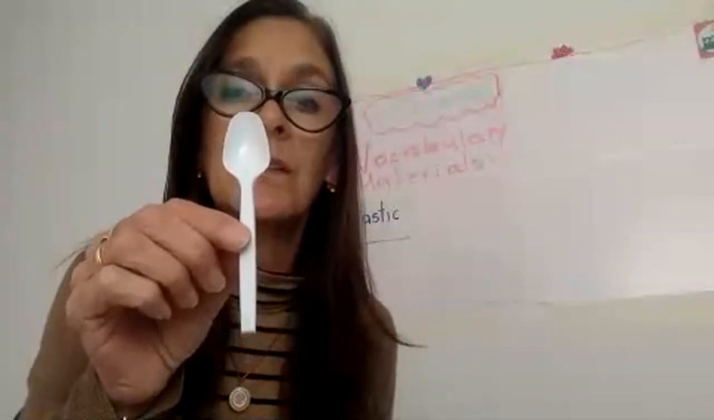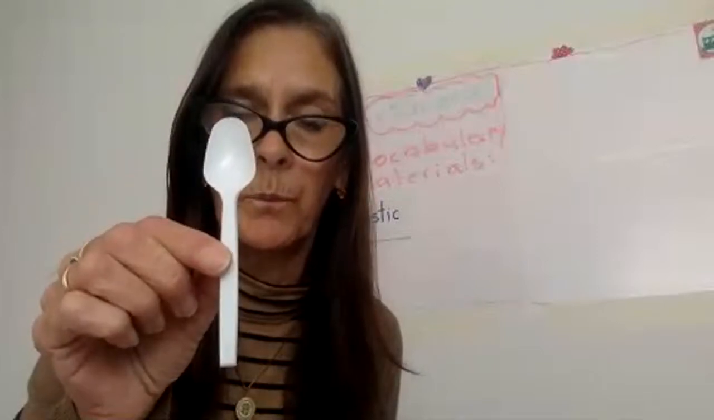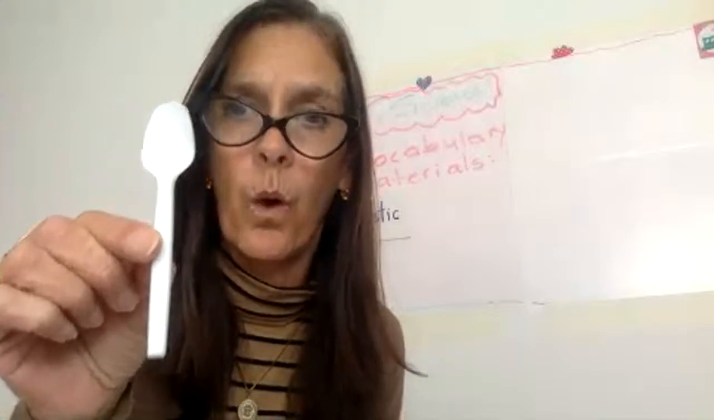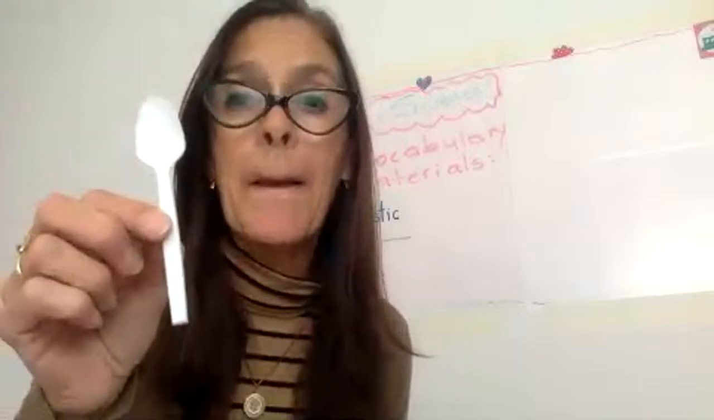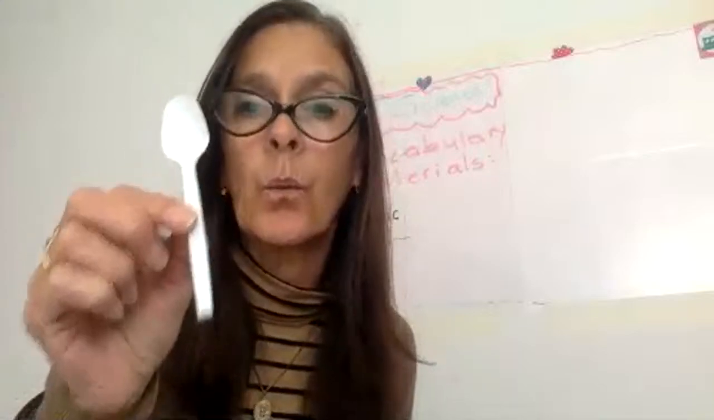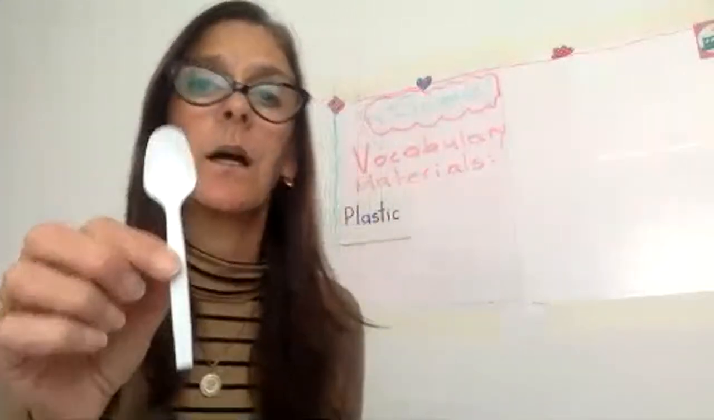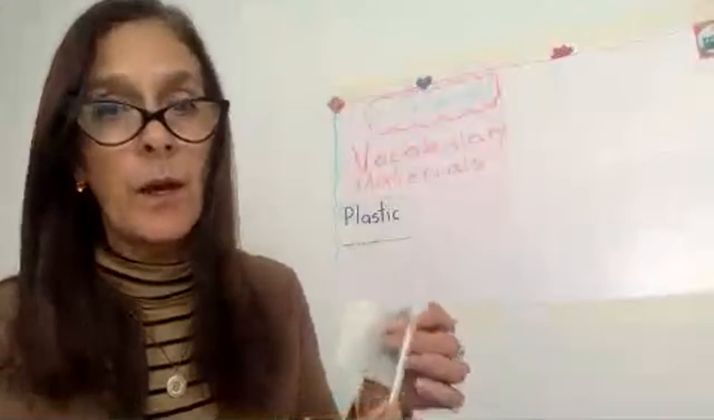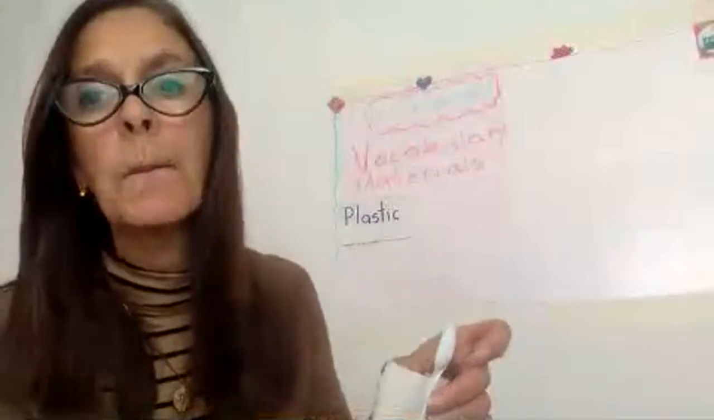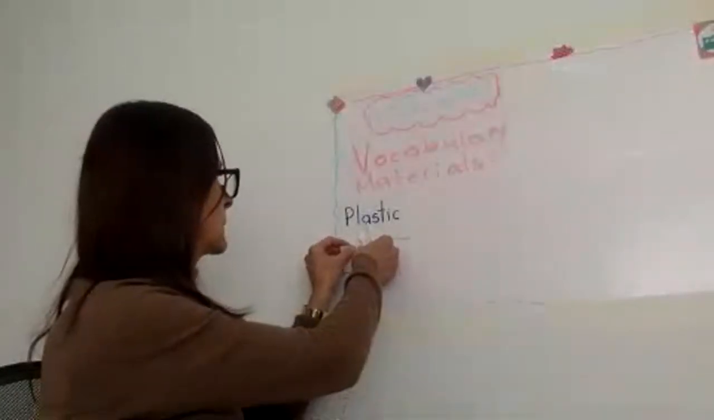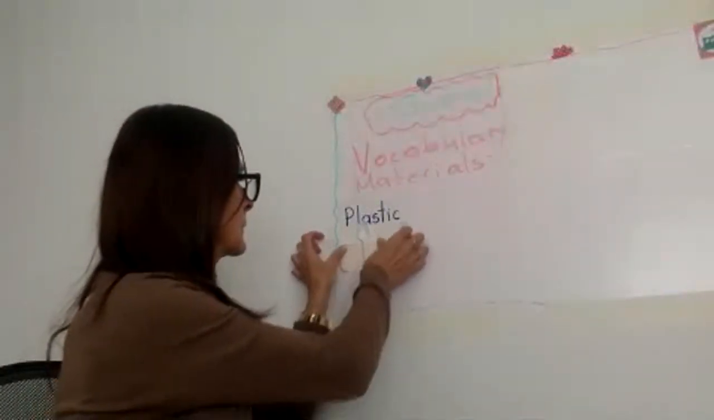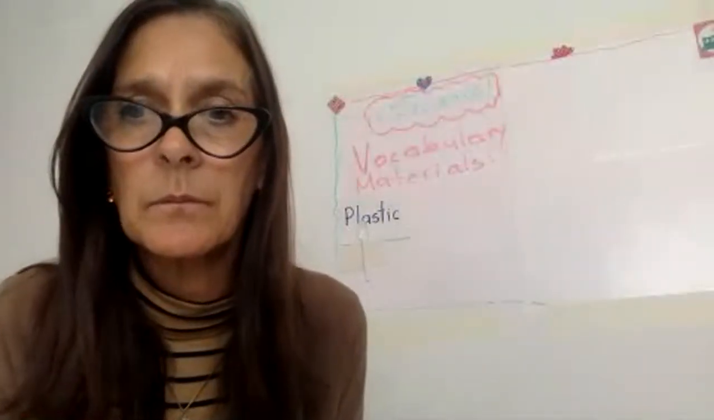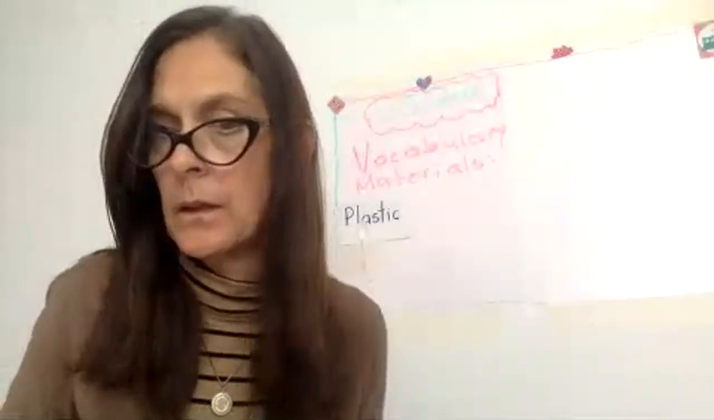So we're going to describe the spoon. The spoon is made of plastic and is white, because we have to do the sentence with all the objects and try to say something about that object. So I'm going to paste the spoon under the word plastic. But you can name something made of plastic.